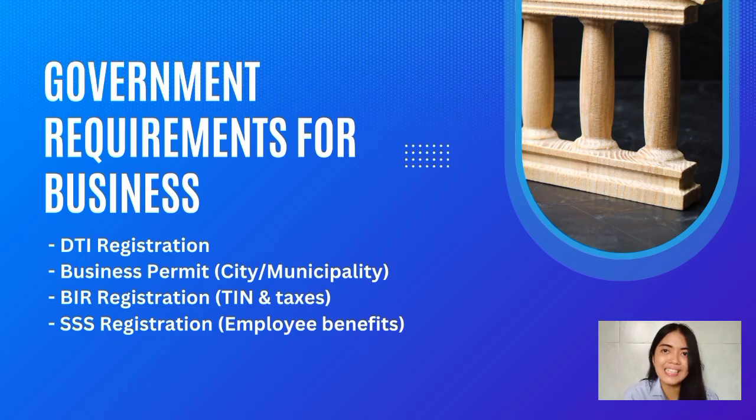To operate legally, a business must comply with government regulations. First, DTI registration for business name and legal documents. Second, business permit. The city or municipality requires clearances and fee payments. Third, BIR registration requires a tax identification number, TIN, and registration fees. Fourth, SSS registration requires SSS and PhilHealth numbers for employee benefits.